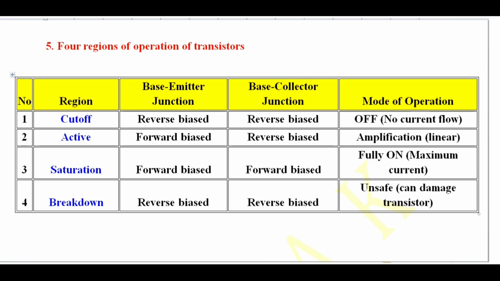The base emitter junction is forward biased. The base collector junction is reverse biased. The transistor works as an amplifier. It takes a small base current and controls a larger collector current. That is, the collector current is controlled by the base current.